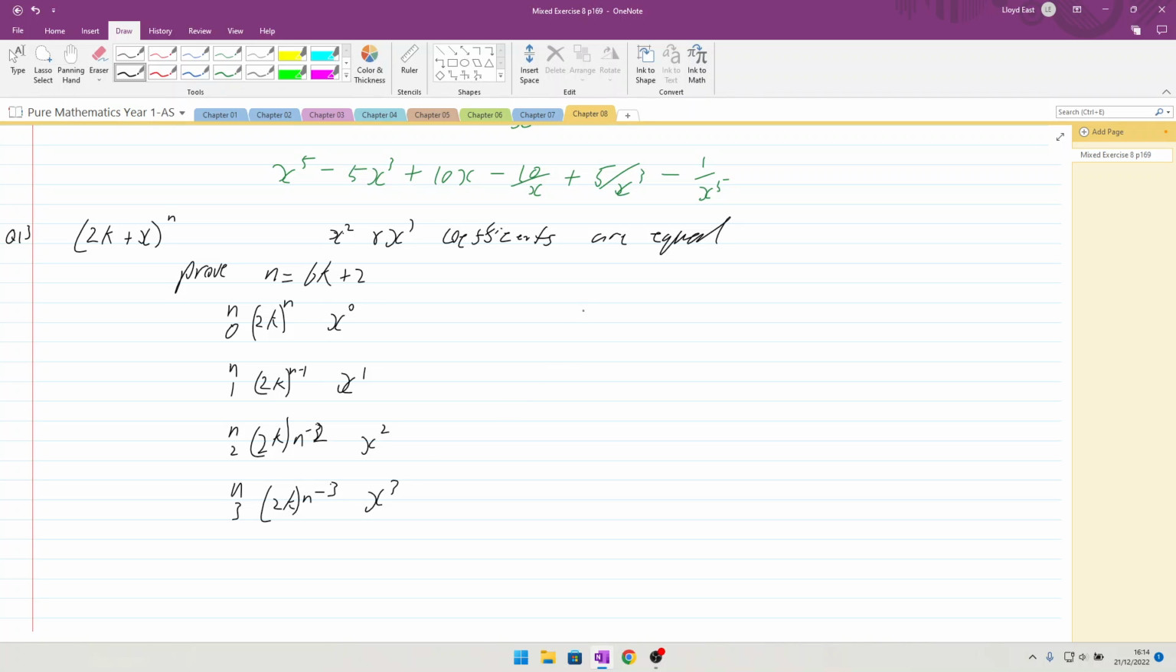So we can say that nC2 times 2k to the power n minus 2 is equal to nC3, which is the NCR bit, times 2k to the n minus 3. Okay, so first things first, let's get this NCR bit out of the way.